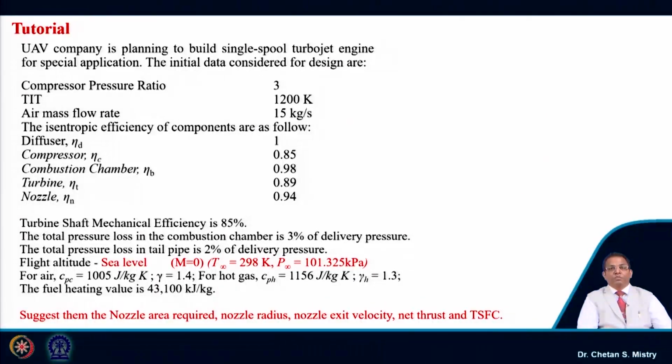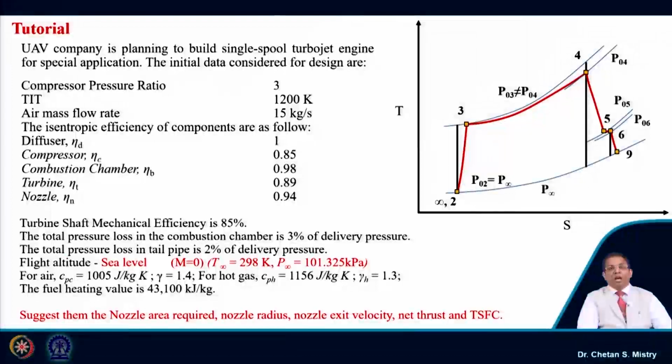So, as we have discussed, very first we will put down our TS diagram for understanding. Here the efficiency of my diffuser is 100% and my flight condition is the ground condition, so my M infinity is 0. What is the meaning of that? You can understand my cycle will be starting from point 2. Let us try to solve this numerical.